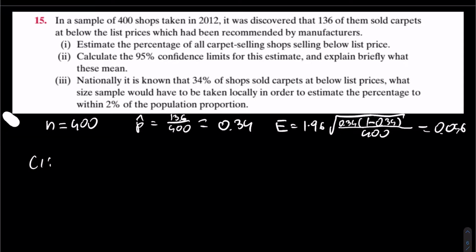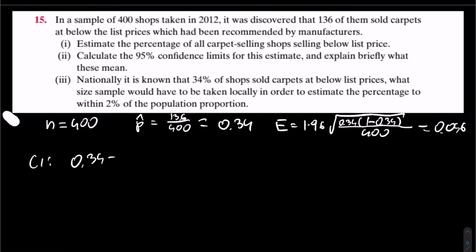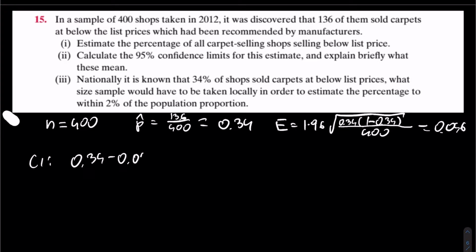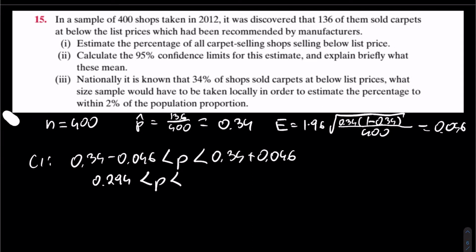So then the confidence interval is given by 0.34 minus 0.046, and 0.34 plus 0.046. Carrying this calculation out, we get that the lower limit of the confidence interval is equal to 0.294, and the upper limit of the confidence interval is 0.386.